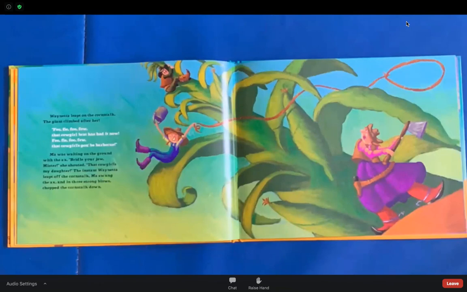"Fee, fi, fo, foul. That cowgirl brat has had it now. Fee, fi, fo, few. That cowgirl's gonna be barbecued." Around with the axe. "Bridle your jaw, mister. That cowgirl's my daughter." The instant Whenetta leaped off the cornstalk, Ma swung that axe, and in 3 strong blows, chopped that cornstalk down.